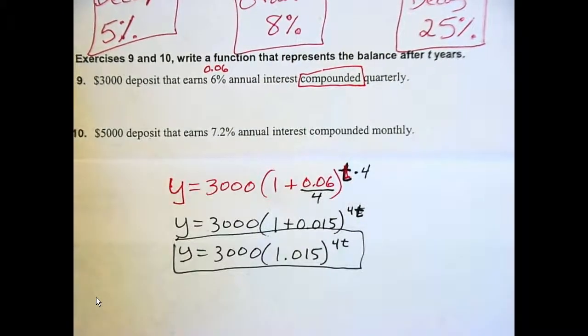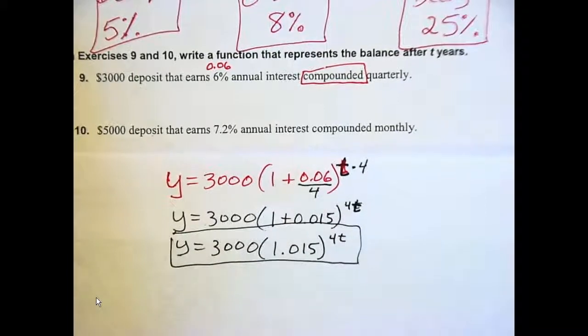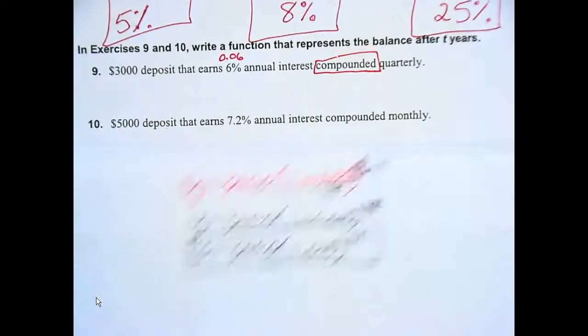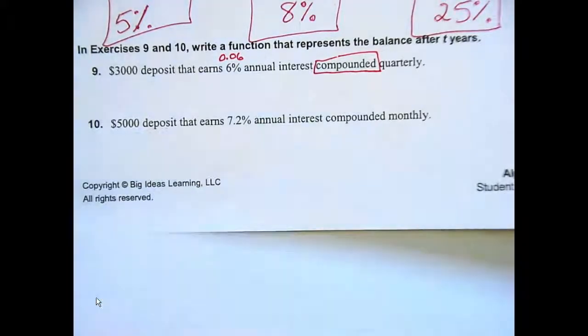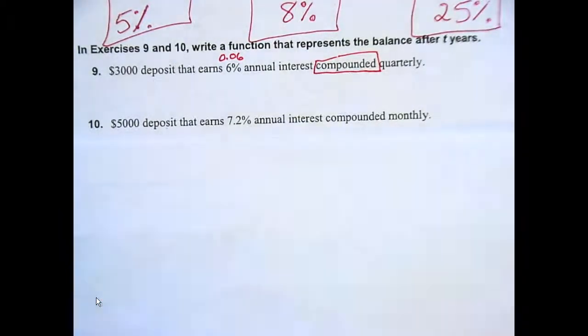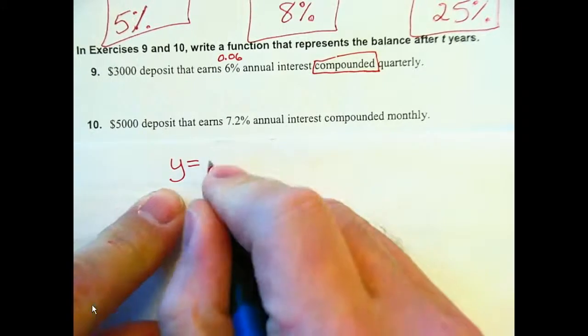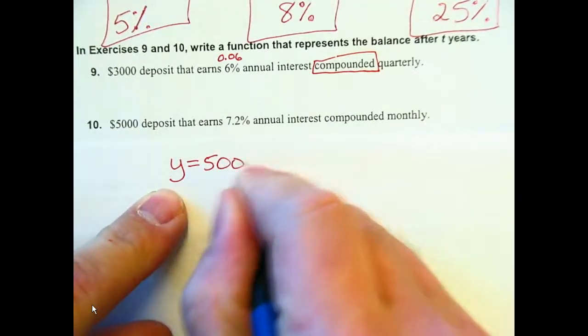All right, I want to do the same thing on number 10. Okay, I'm going to let you guys write your function now using that same format. I forgot, do like 7.2% outside or the 5,000? Wait, what's that? The 7.2 go inside the parentheses of the 5,000. Okay.